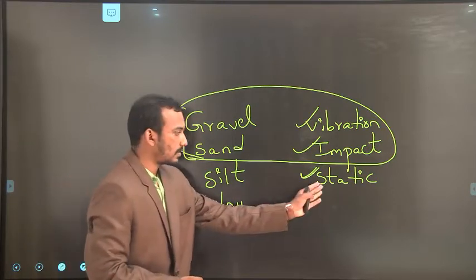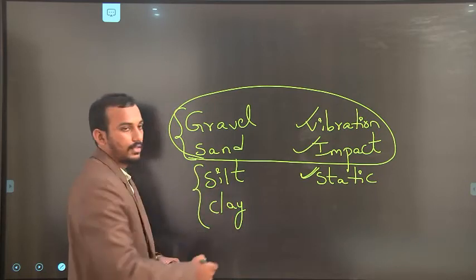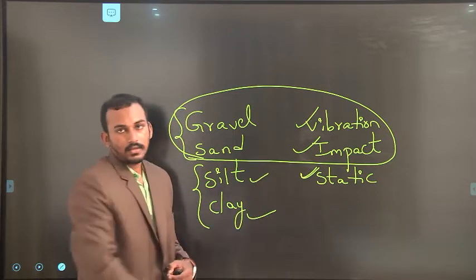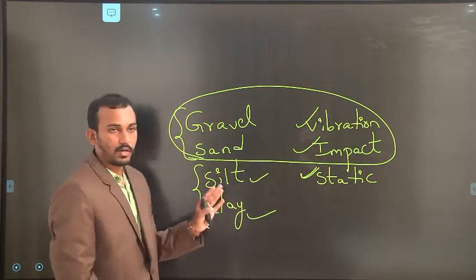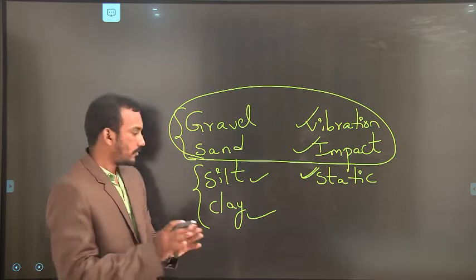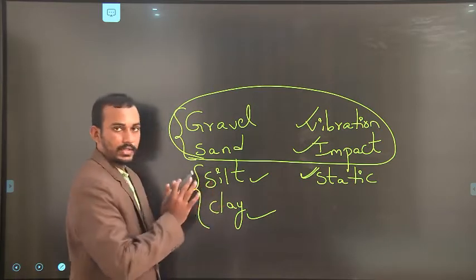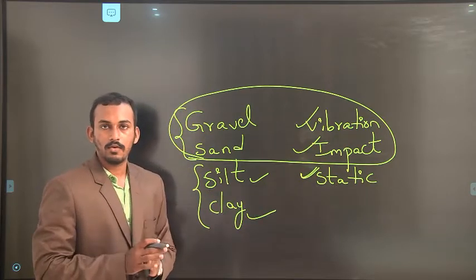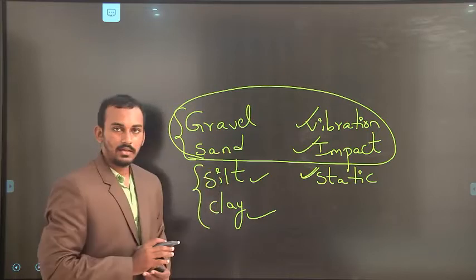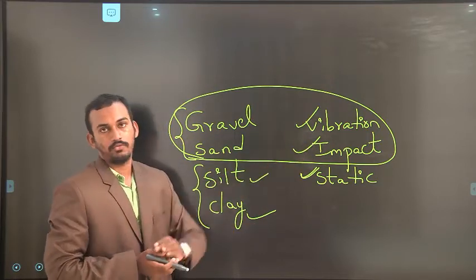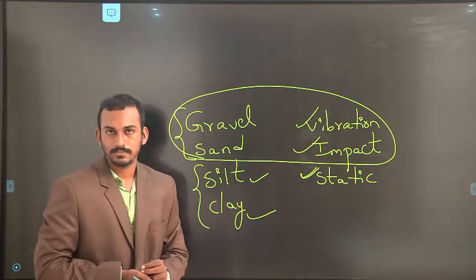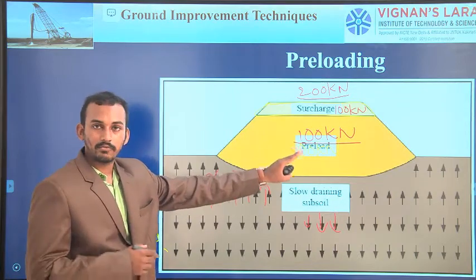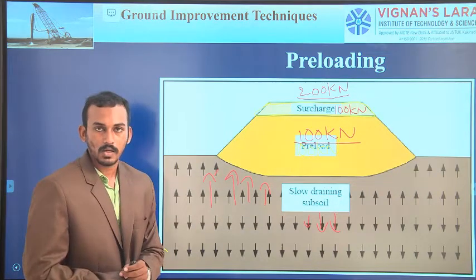By using the static loads we can densify silt and clay, mostly clay. By using static loads we can also densify the silt. So why am I explaining all these? Just to give a clear idea. If the soil present at our site is silt or clay, we need to apply static loads. If the soil available at our site is gravel or sand, then we need to apply vibration or impact forces. We cannot apply the static forces. So here we are applying static force because the soil available is a cohesive soil, that is clay.